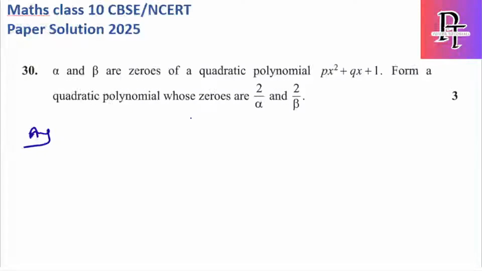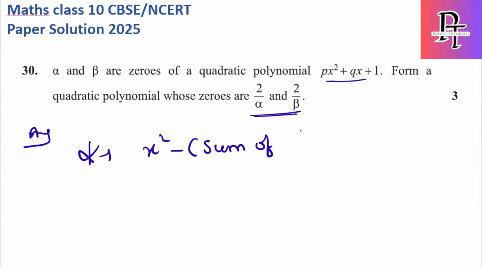What they are saying here is alpha and beta are the roots of a quadratic polynomial. Find the quadratic polynomial whose zeros are given. Whenever any quadratic polynomial's zeros are provided, what is the standard equation? This step is important. The standard equation is x square minus sum of zeros into x plus product of zeros.